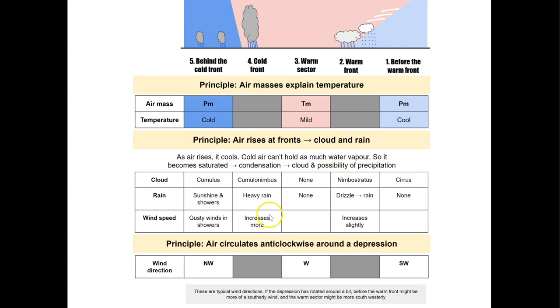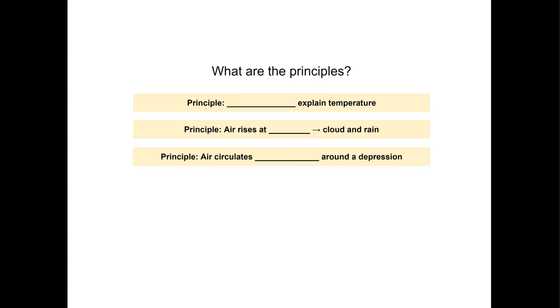Here's the content for the table you need to learn. The air circulates in anti-clockwise direction. So before the warm front, it's southwest. In the warm sector, it's west. After the cold front, it's northwest. Okay, that's it. Let's see if you can test yourself. Do you remember what those blanks are?